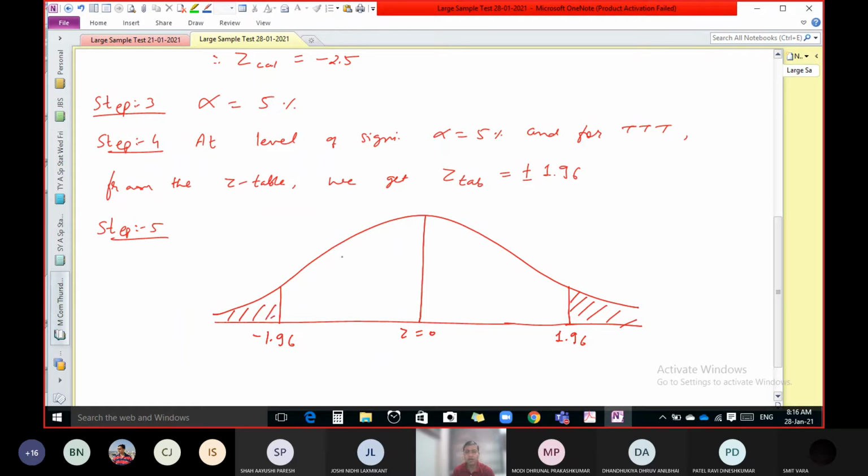Okay. Now the value of ZCal, see, the value of ZCal is minus 2.5. So minus 2.5 is less than minus 1.96. So minus 2.5 should be here. Minus 2.5 should be in this particular area. This is the area which is known as the acceptance area.